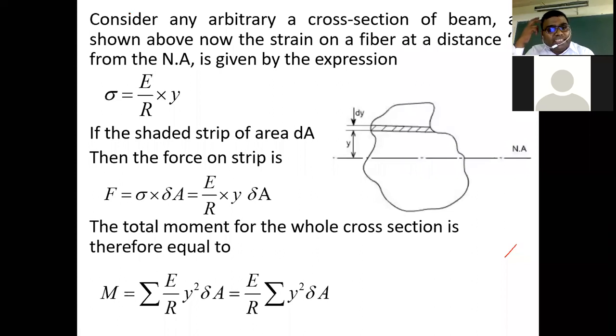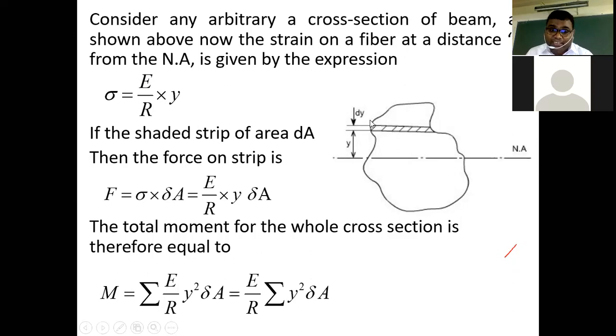Let's move on. Consider an arbitrary area. You have studied all these things in your first semester engineering mechanics, so try to recall this. Consider any arbitrary cross section of the beam as shown. Now the strain on a fiber at distance y. This is the neutral axis, given by the expression. So we have just derived this relation, sigma is equal to E by R into Y. This is one equation.